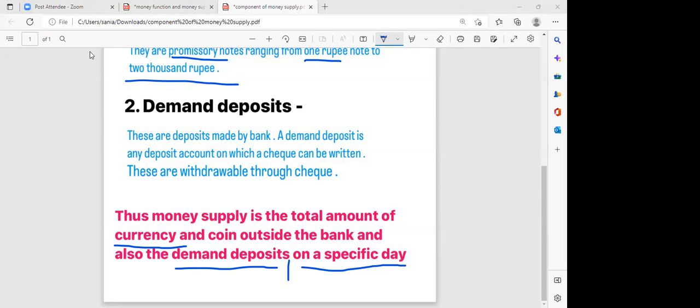Got it? Can you repeat? I didn't get the last part. Basically, see, over here you have to mention that money supply is the total amount of currency and coin outside the bank, and also the demand deposit inside the bank. But you have to mention in the last line that it is on a specific day, or on a specific date, or at a particular point of time. If you don't want to write a specific day, you can mention at a particular point of time. Should I study this sentence and tell? Okay.